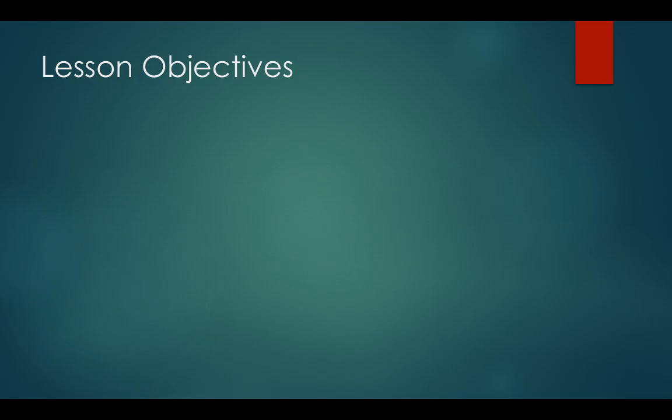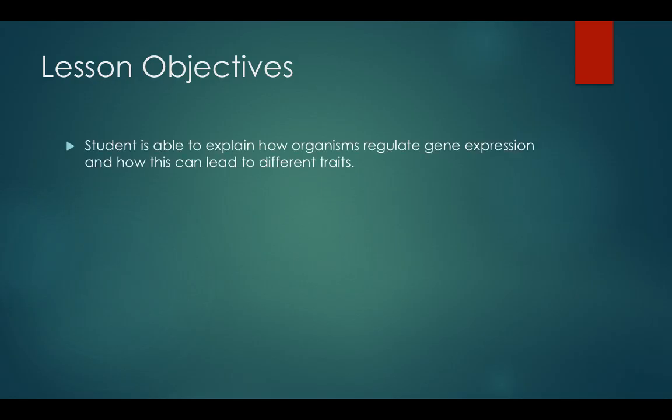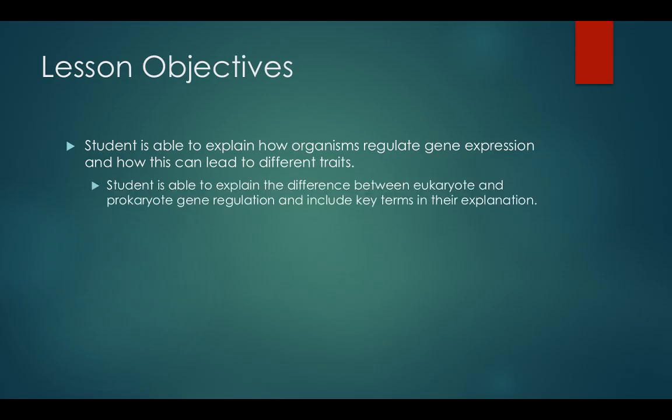Now, what I want you guys to do today is I'm going to teach you about something called gene expression. At the end of this lesson, I want you to be able to explain how organisms can regulate gene expression and how this can lead to different traits. In order to do that, you have to do a couple things. First, you have to tell me the difference between eukaryotes and prokaryotes in terms of gene regulation and use the key terms in your explanation.